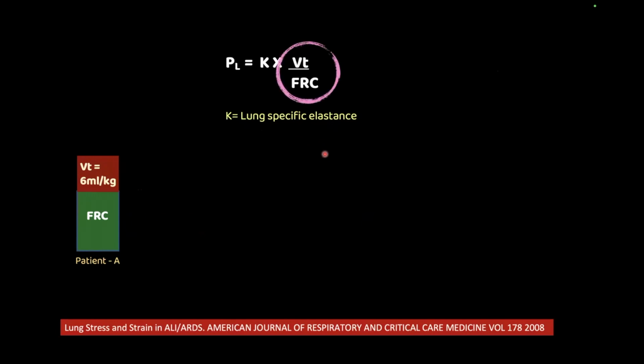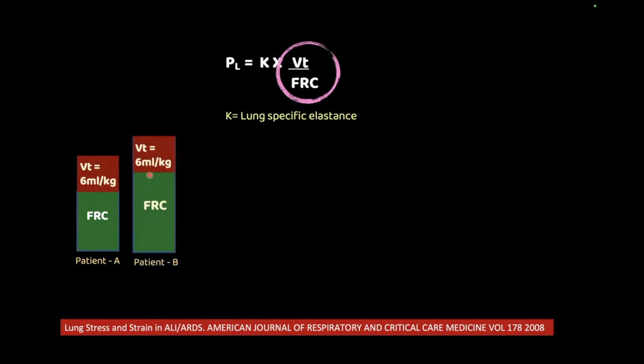As a situation, you have a patient who has a certain FRC, ventilated at a 6 ml per kg tidal volume. Suppose you put this patient in prone positioning, or apply a higher PEEP, or do a recruitment maneuver, and by that you increase the FRC of this patient, but maintain the same tidal volume of 6 ml per kg. Mathematically, what you are doing is increasing FRC, that is the denominator, and keeping the same tidal volume.